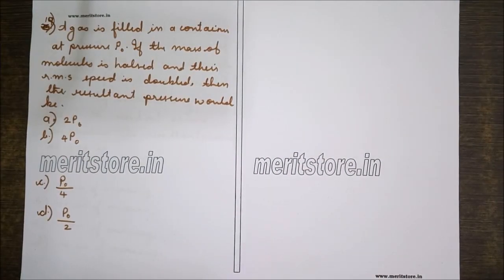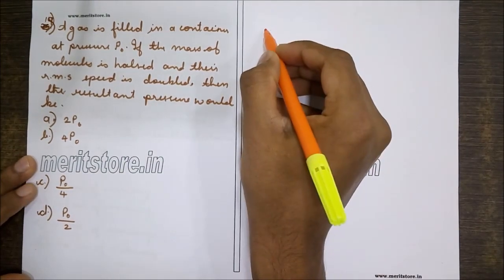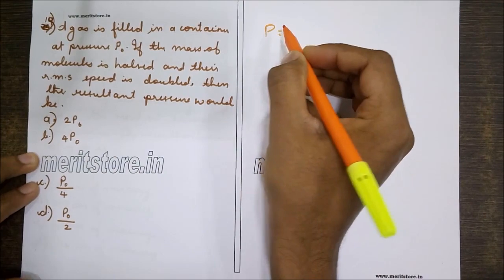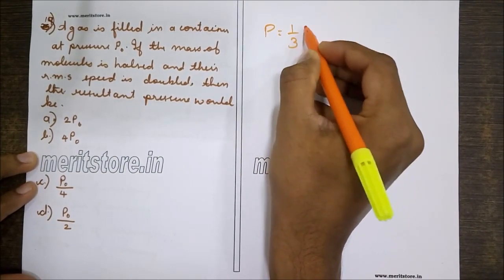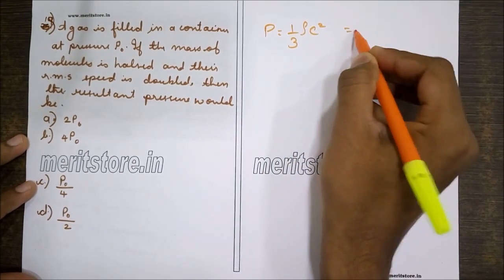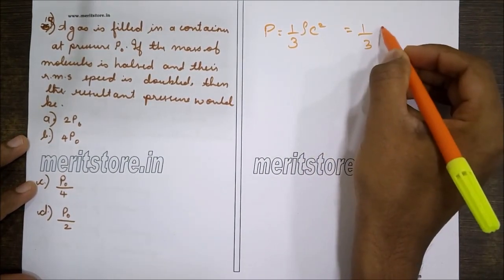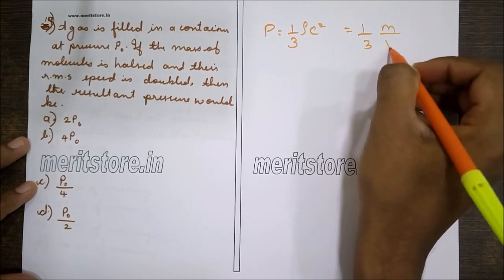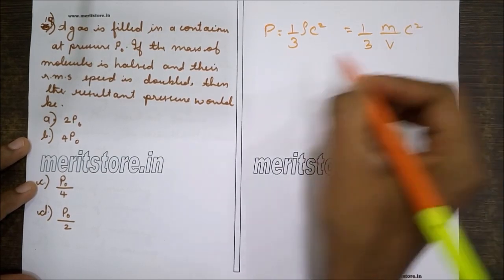A gas is filled in a container at pressure P0. If the mass of the molecules is halved and the RMS speed is doubled, then the resultant pressure would be, the options given are 2 times P0, 4 times P0, P0 by 4, and P0 by 2. So as we know, the expression for pressure can be written as 1 by 3 rho c square, where c is the RMS speed and rho is the density. So we can write this density as mass upon volume times c square.